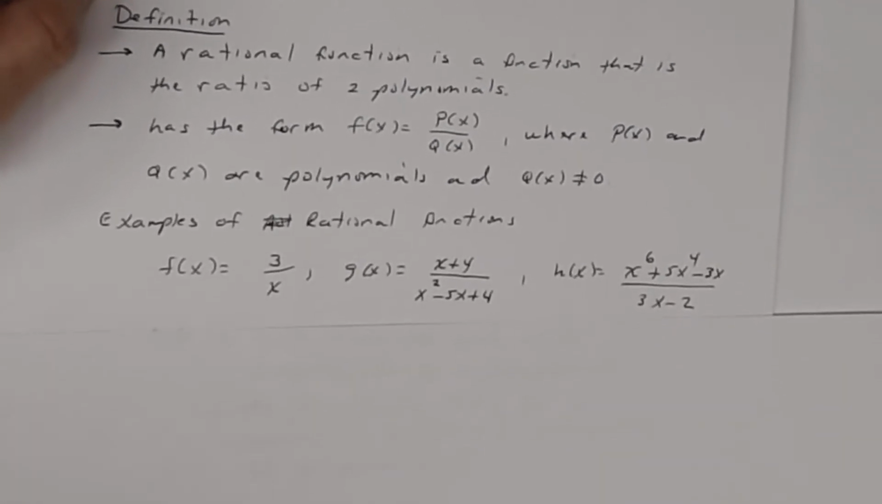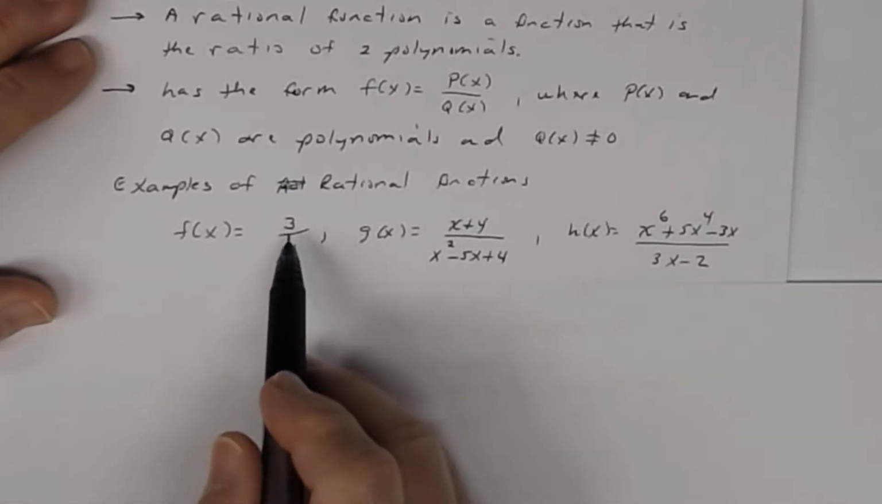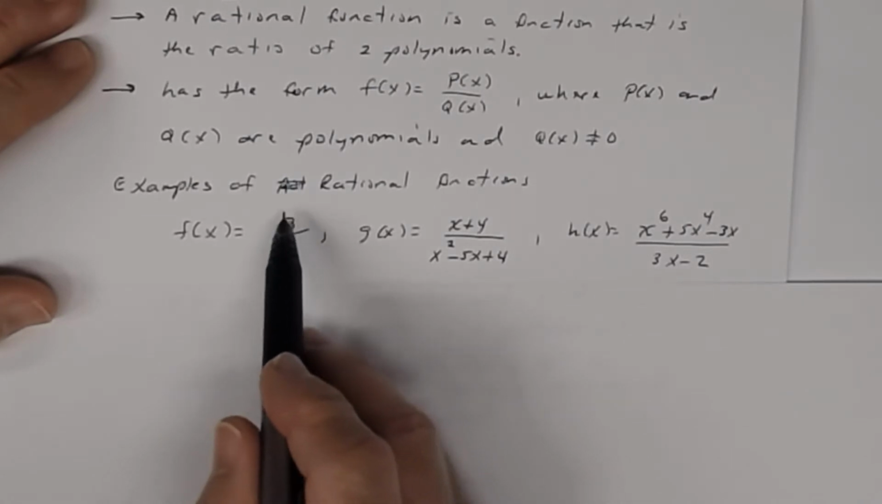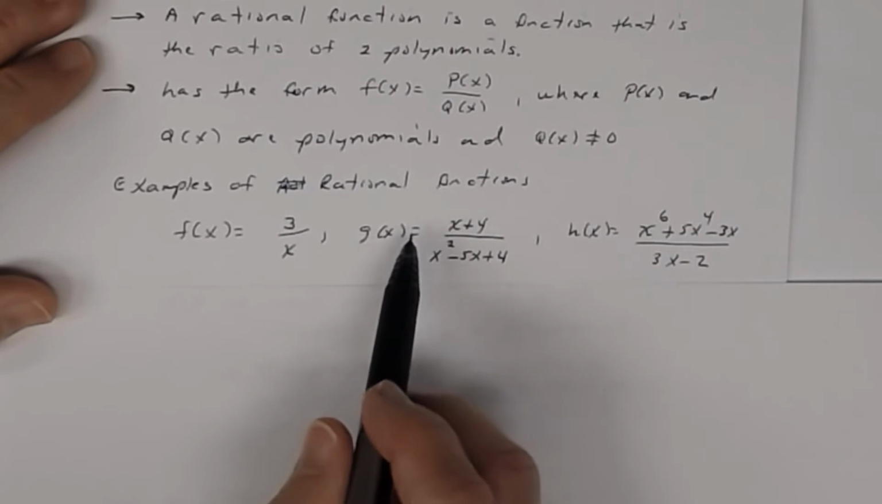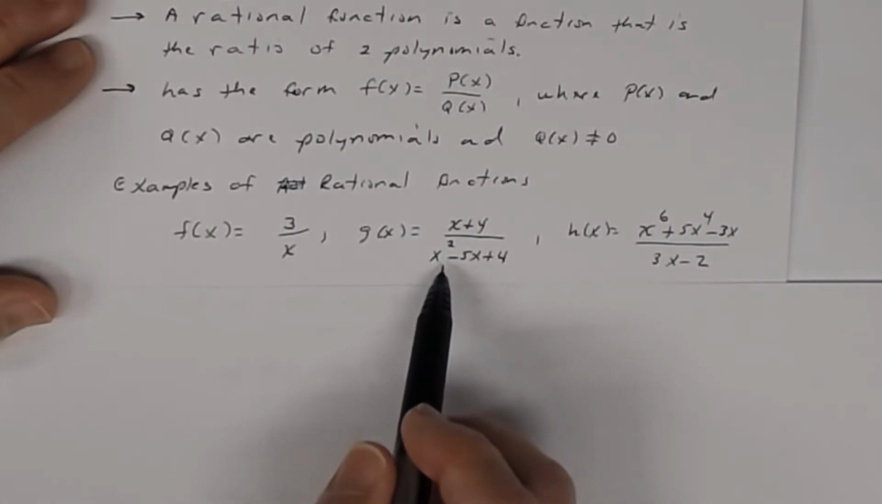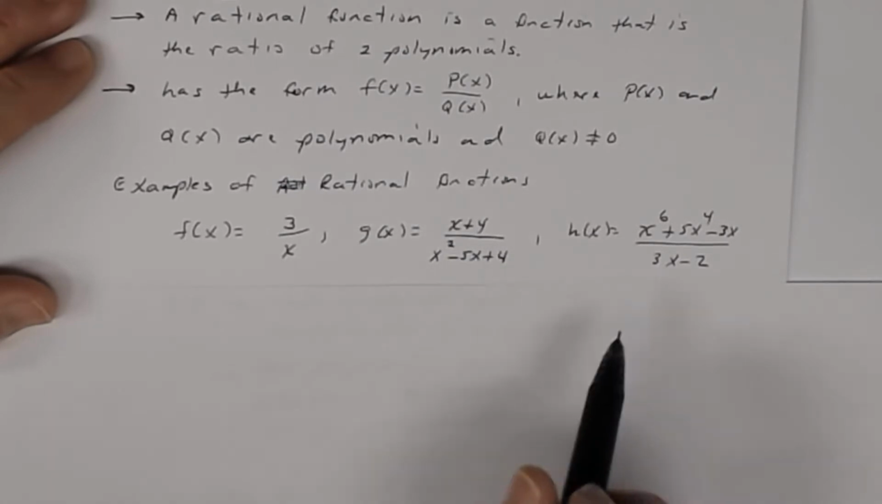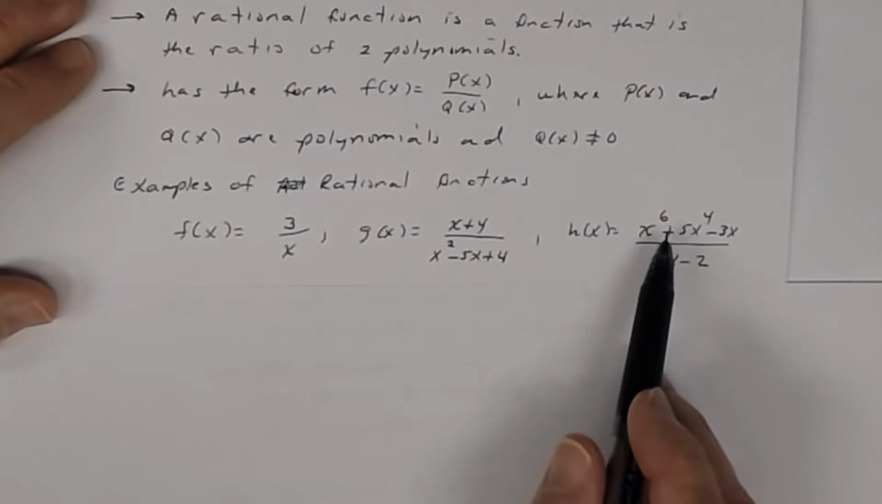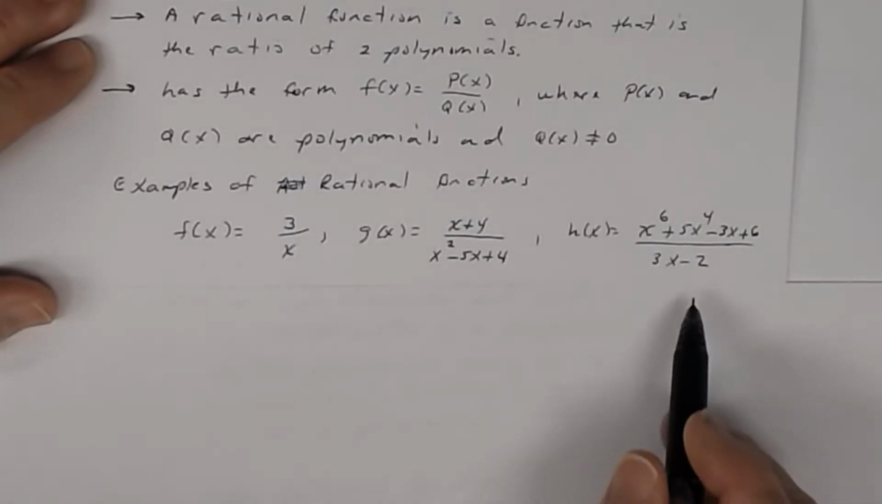All right, so here are some examples of rational functions. You may recall this from a previous worksheet that you did when you found the domain of rational functions. Notice that we have this particular rational function, f of x equals 3 divided by x. We have a monomial divided by a monomial. So remember, a polynomial can be a monomial. In g of x, we have x plus 2 divided by x squared minus 5x plus 4. So we have a binomial divided by a trinomial. And over here, we have x to the 6th plus 5x to the 4th minus 3x, let me just put plus 6, divided by 3x minus 2.